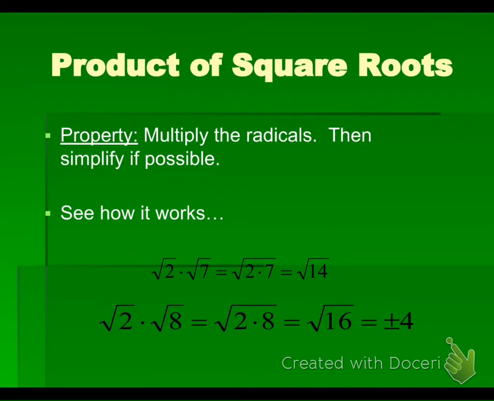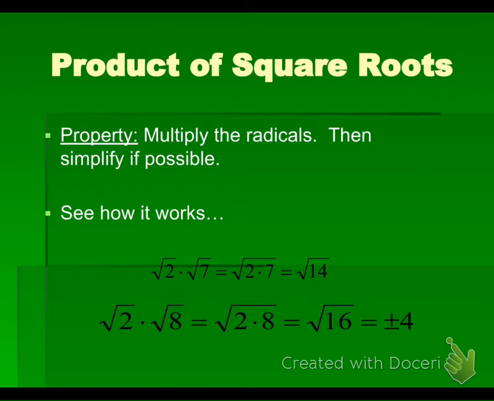Multiply the radicals and then simplify if possible. So if you have 2 radicals, you can multiply what's underneath the radical together and then simplify it. So you see here we have 2 times 7, which then becomes the square root of 14. The square root of 2 times the square root of 8 becomes the square root of 16.